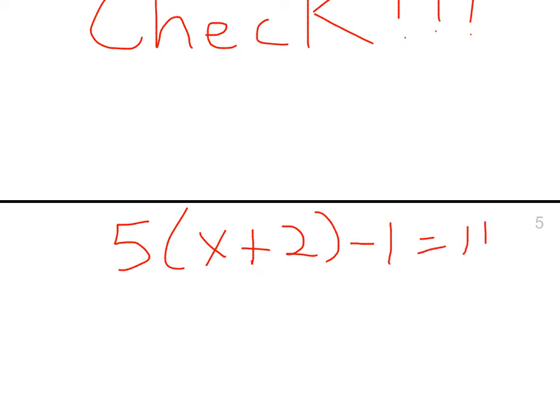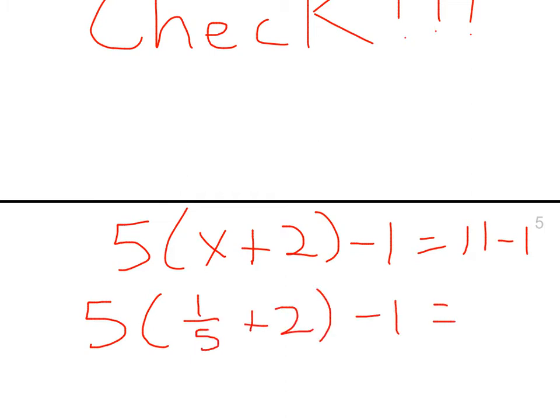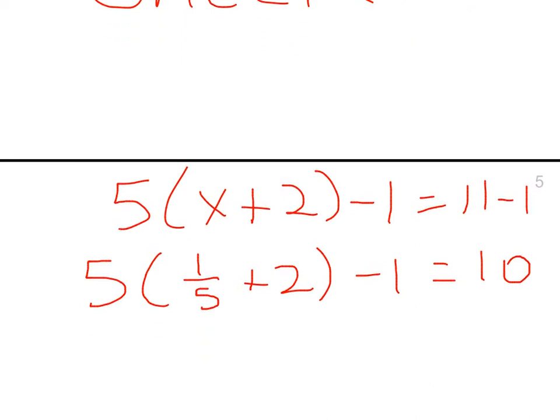Alright, so our original was 5x plus 2 minus 1 equals 11 minus 1. So for my x, I know my answer was 1 over 5. So I'm going to plug that in. Instead of writing x, now I'm going to write 1 over 5 plus 2 minus 1 equals, and I could go ahead and solve 11 minus 1. I know that's 10. Alright, so let's go ahead and do our work.